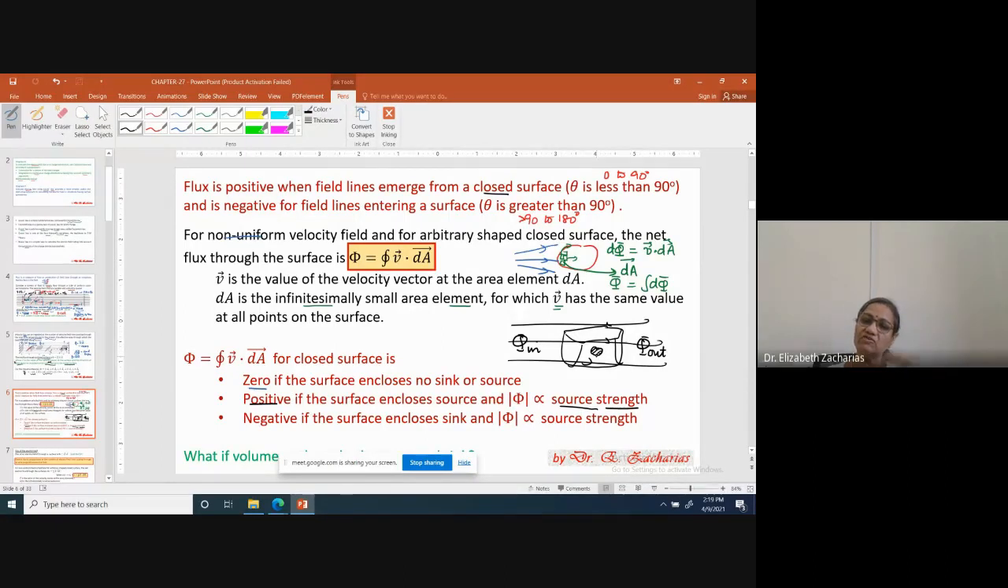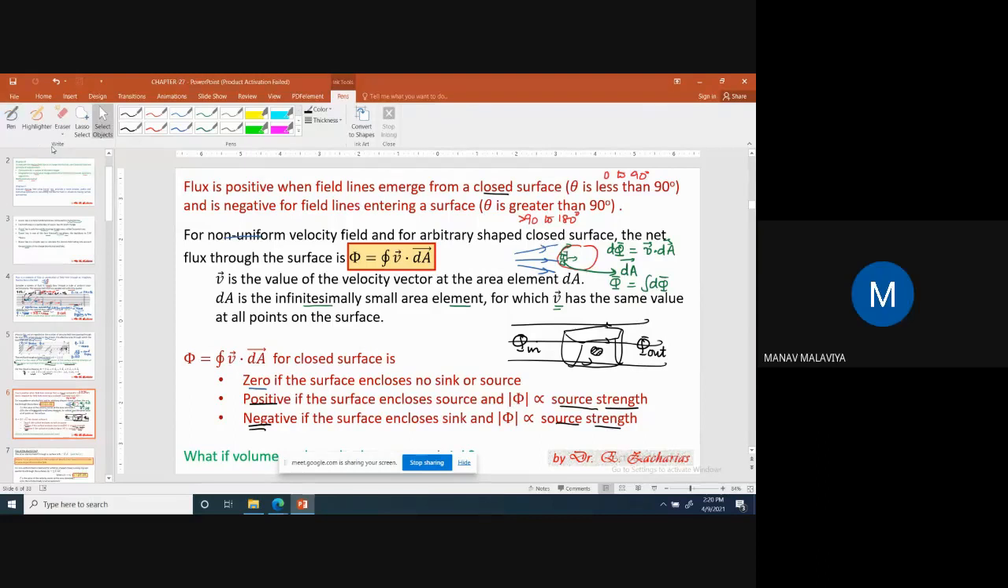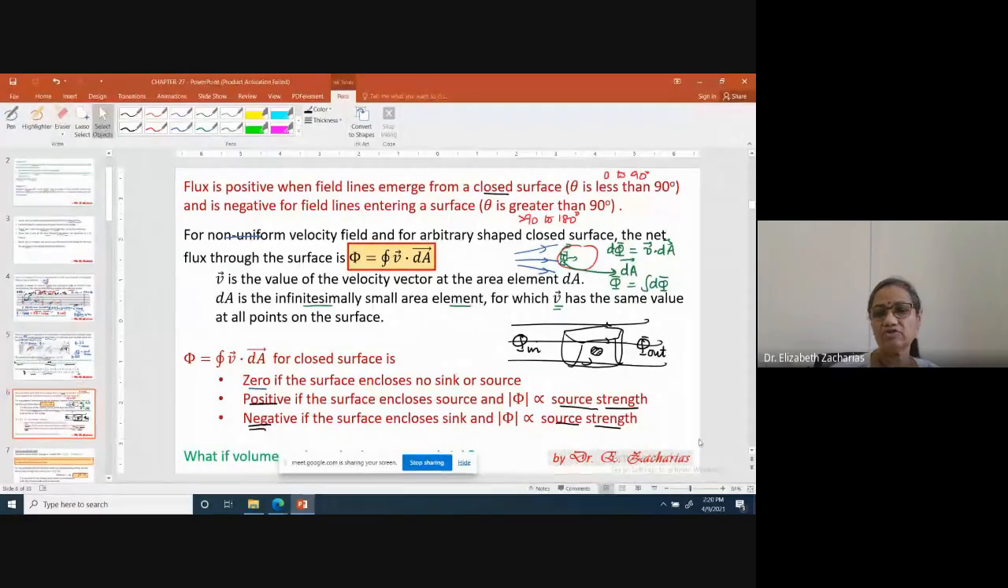Some part of that water is going to be swallowed by my sink. So what happens in this case? Inward flow will be greater. Outward flow will be lesser. Inward flow is always negative. Therefore, when the inward flow dominates, my net flux will be negative. And in this case, there is a sink inside, and the net flux is proportional to the source strength. Sorry, I should not say source strength. What should I write there? Sink strength.